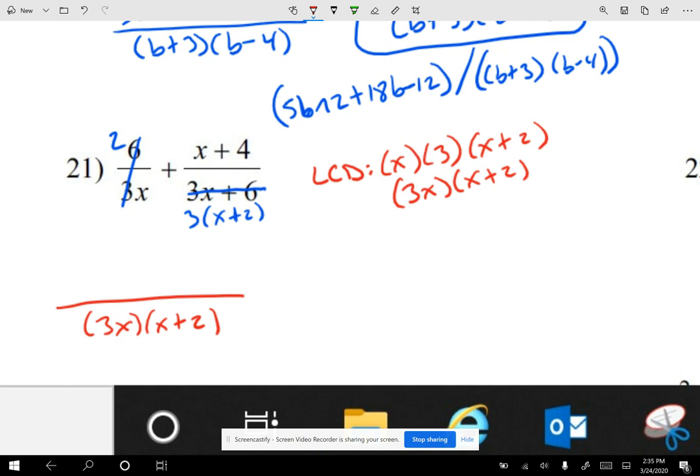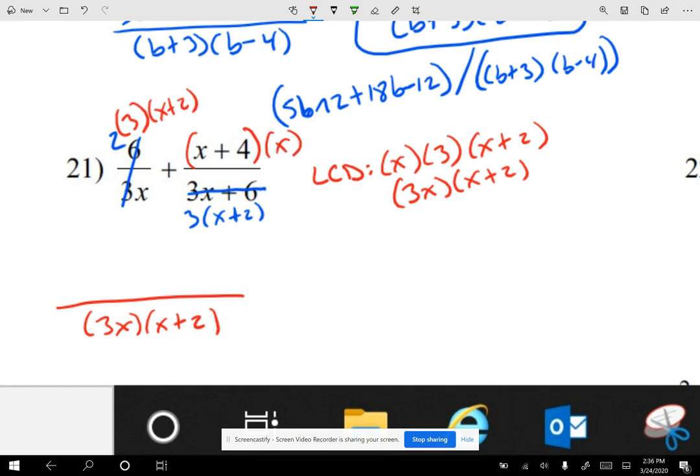All right, so looking at the first fraction, I have an x. Looking at my first parentheses, 3x. Seems like I need to multiply that by 3 to begin with. So that will give me the 3x and then the x plus 2. Now looking at the second fraction, I just need to multiply this by x.